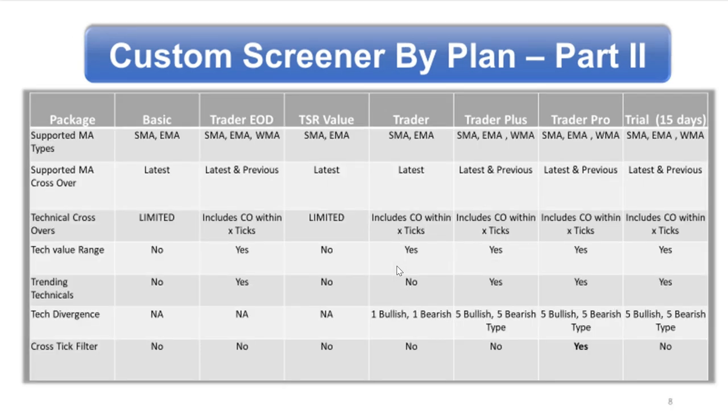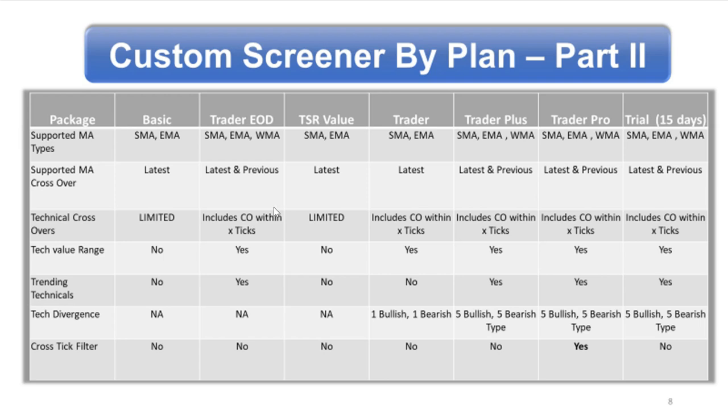Going into the second part of the plan, supported moving averages. In the basic package, or in basic, basic TSR value and trader, you can select any moving average, SMA, simple moving average, or exponential moving average. In some of the other plans, you can choose weighted moving average as well, which is in EOD, as well as trader plus onwards. So that's one difference between the plans that we have seen. In the earlier ones, we just saw the number of records or number of screeners that you can run, but this is one functional difference.